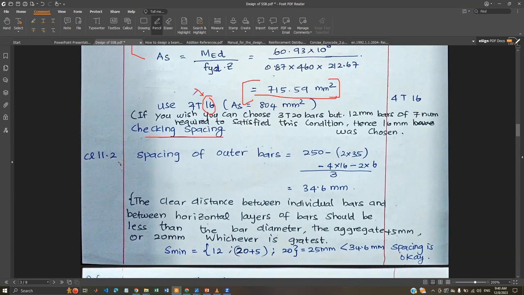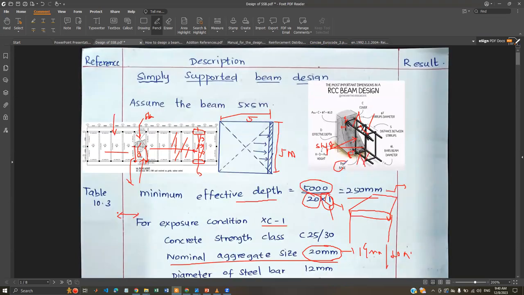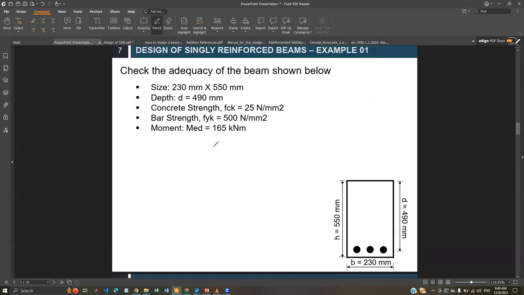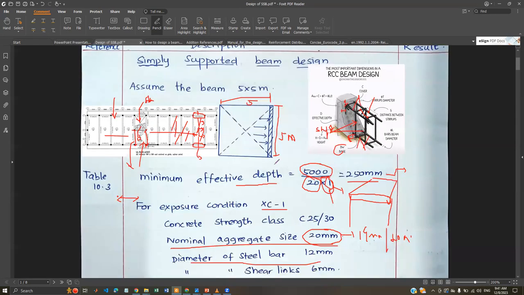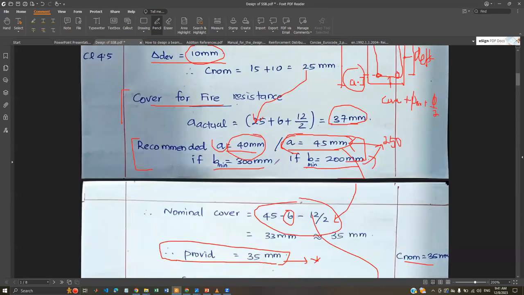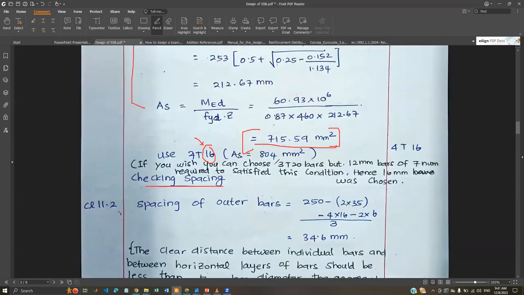but generally, if you consider most beams, you might have seen some of them, I can even show you here, the numbers of bar in the top and bottom. Most of the time they go for 3 numbers or 4 numbers. So 7 numbers is not practical or applicable based on practical considerations. But when it comes to theory, that is fine. When we consider practical aspects, going for 7 numbers of bars is not always appropriate.